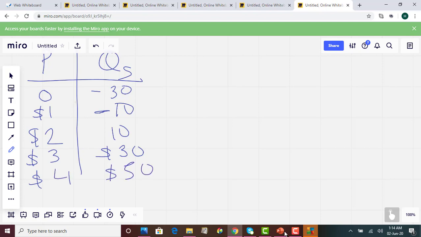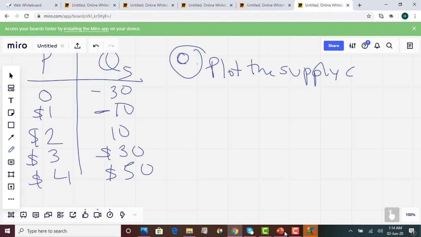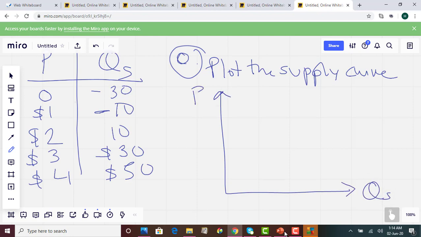So let's say we are given this table, and then my first question to you will be: plot the supply curve. And that's very easy. You don't have to be exact. You just have to show me that the axes are correct and the shape of the supply curve is right. So we always know quantity supplied is always on the x-axis and price is on the y-axis. Now we see that when price is equal to 0, quantity supplied is negative 30.